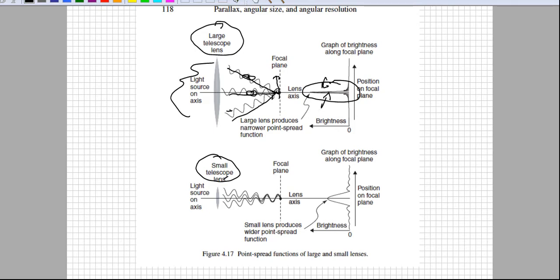Likewise, if you've got a very small lens, the edges are close to the center, and for those edge rays, you have to go a long way on the focal plane to get them to come out of phase with the center rays.